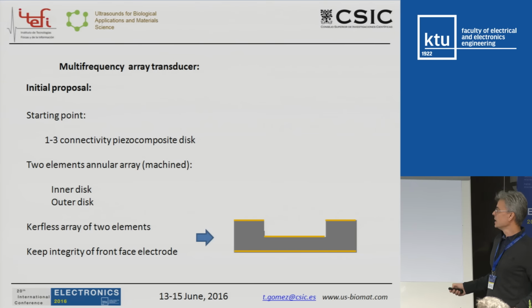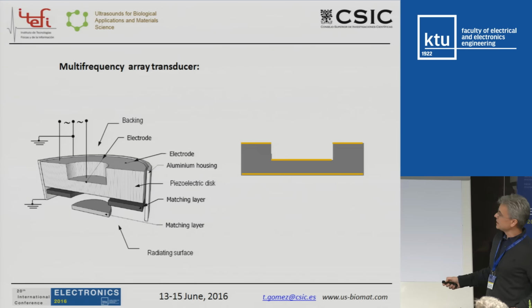And we are going to try to combine these 2 elements so that they work the way we want. So this will be a more detailed description. You have the disk, the 2 elements, and this will be the radiating surface. We will put some matching layers here. You can put the backing here, and this will be the configuration of the electrodes and the connection.